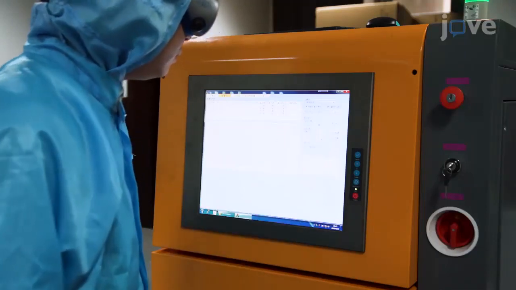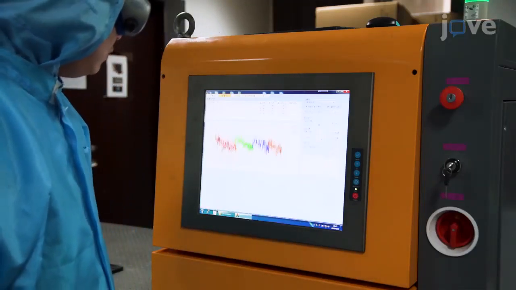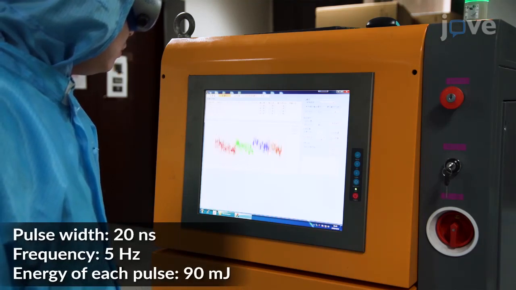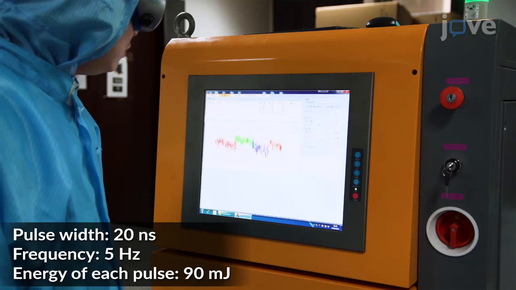Next, open the laser generator and realize the pulse laser output using a pulse width of 20 nanoseconds, a frequency of 5 Hz, and an energy of 90 millijoules for each pulse.